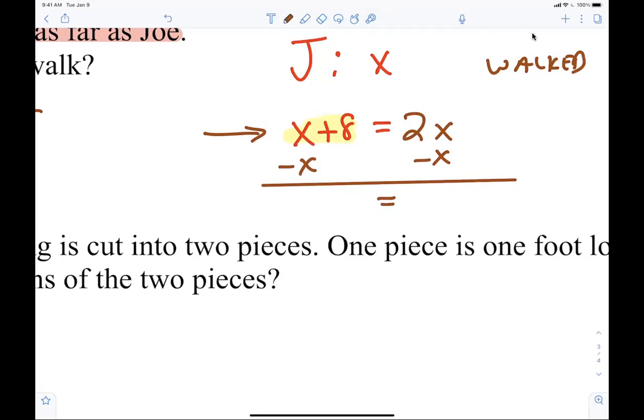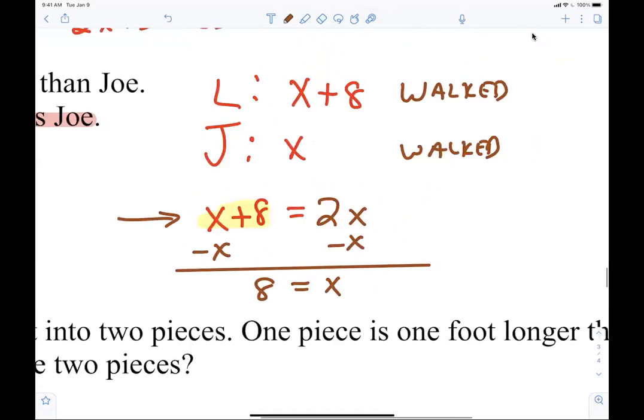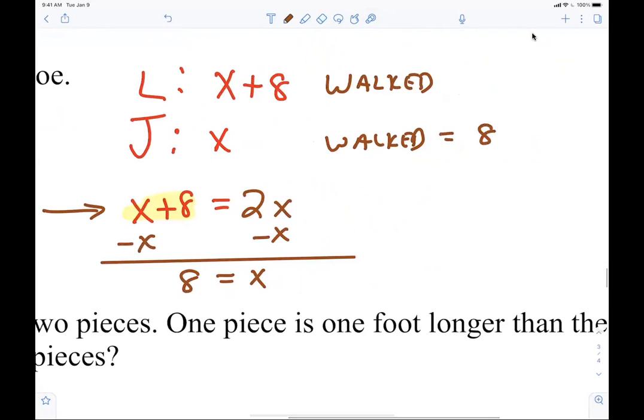Two x minus one x is x, right? So x equals 8. Do you agree? So if x equals 8, that means Joe walked what? 8 miles. And Lisa would walk what? 16 miles. Lisa walked twice as far as Joe. You with me now, right?